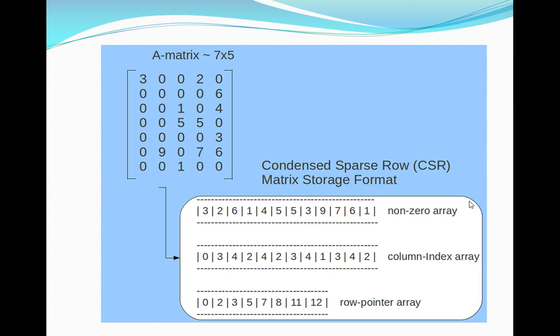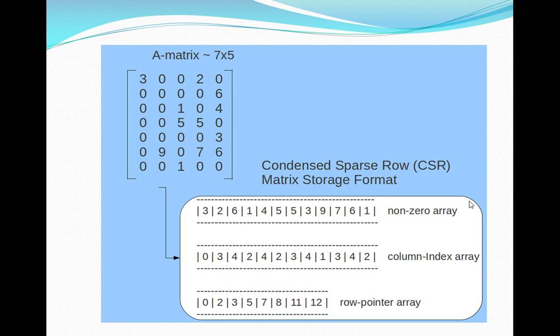Now, I can have a column index. This tells you, that 3, we're going to start numbering from 0. So column 0 is where the 3 is located. Column 3 is where the 2 is, and so on and so forth. So this tells you which column you can find it in inside the matrix.